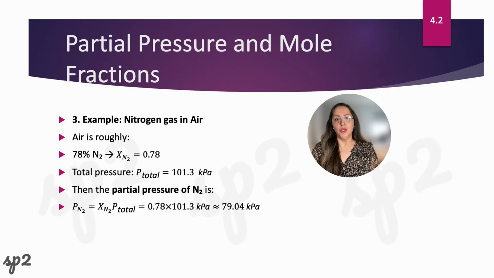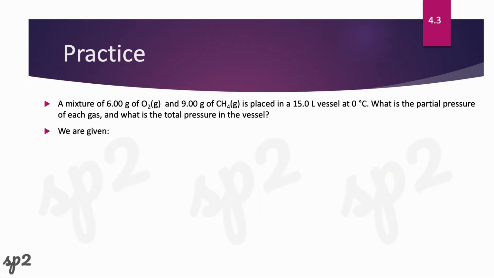Okay, cool. Let's take a look at the practice together on the next page. Take a look at this practice. You've got a mixture of 6 grams of oxygen gas and 9 grams of methane. We place them in a vessel, a container, of 15 liters, and the temperature is 0 degrees Celsius. The question is, what is the partial pressure for each gas, and what is the total pressure in the vessel?